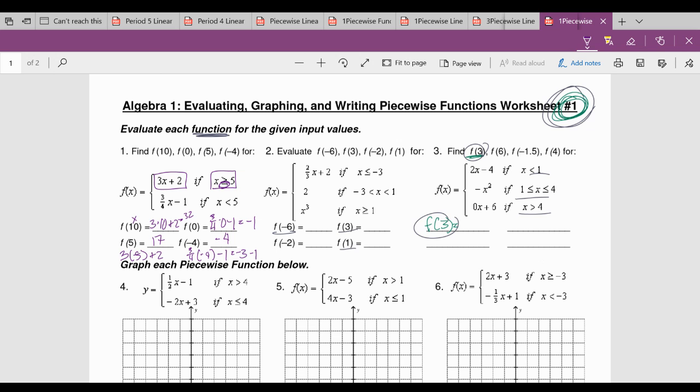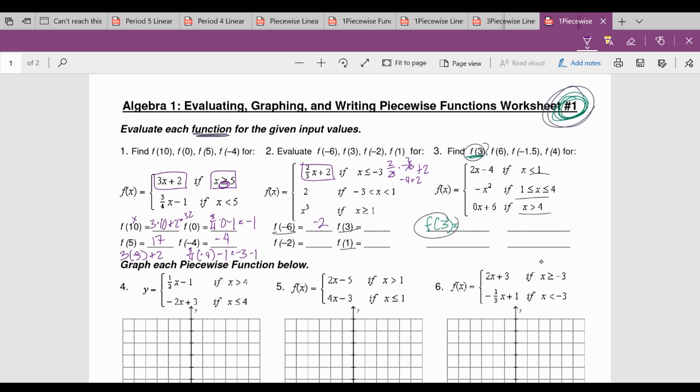Okay, for the next one, f of negative 6. So I want to see where negative 6 is in the domain. Well, negative 6 is less than or equal to negative 3, so I'm going to be substituting it into 2/3 x plus 2. Okay, so that would be 2/3 times negative 6 plus 2. 2/3 times negative 6, that would be negative 4, plus 2, or negative 2.